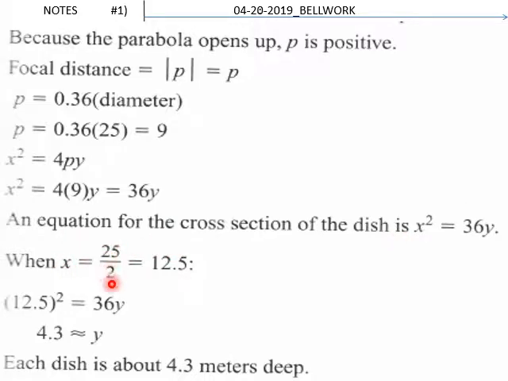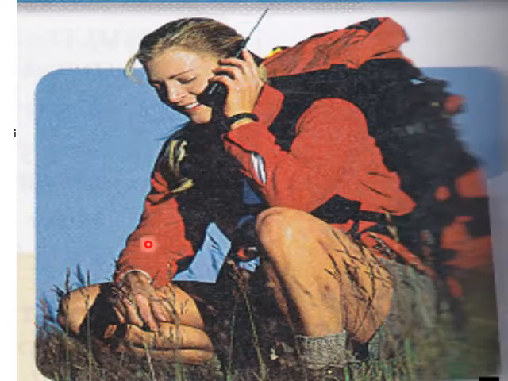When x equals 25 over 2, or 12.5, it will be 12.5 squared equals 36y. So 4.3 would equal y. Each dish would be about 4.3 meters deep. To do this bell work, you would have had to have parts 2 and 3 of the prior lesson. If this doesn't make sense to you, then you need to get parts 2 and 3 of the prior lesson.